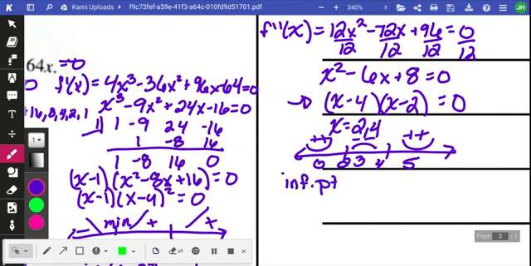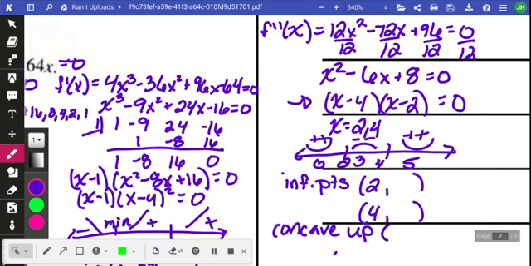So we will have inflection points. I'm going to abbreviate that like that. At 2, comma something and 4, comma something. Those happen when it changes from happy to sad or sad to happy. And it has to exist there, but it's a polynomial, so it does exist everywhere. Okay. And then we also need to do our concave up intervals and our concave down intervals.